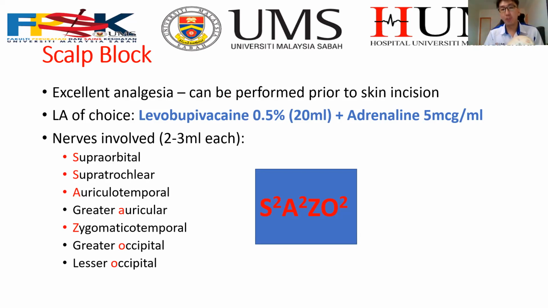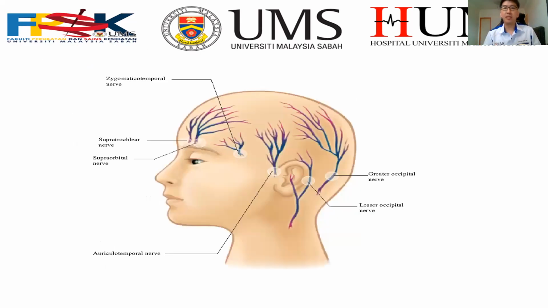The acronym is SASAZO: S2, A2, Z, O2. Each side you put it in about a sausage shape. Supraorbital, supratrochlear, auriculotemporal, zygomaticotemporal, greater occipital, lesser occipital, and the greater auricular nerve. So 2 mils each, and the maximum is about 15 mils in total for a patient. It's still safe within the toxic dose if the patient is about 70 kilos. Adrenaline is added to prolong the effect of the analgesia intra and post-operatively.